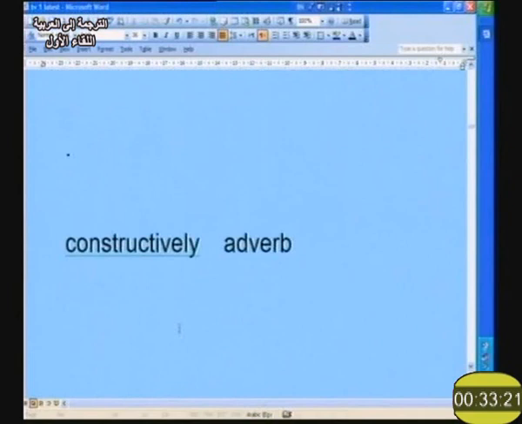The adverb is constructively. Constructively, the opposite of destructively. Constructively, "بطريقة بناءة". Destructively is "بطريقة هدامة". See, constructively is the opposite of destructively, not the opposite of construction.